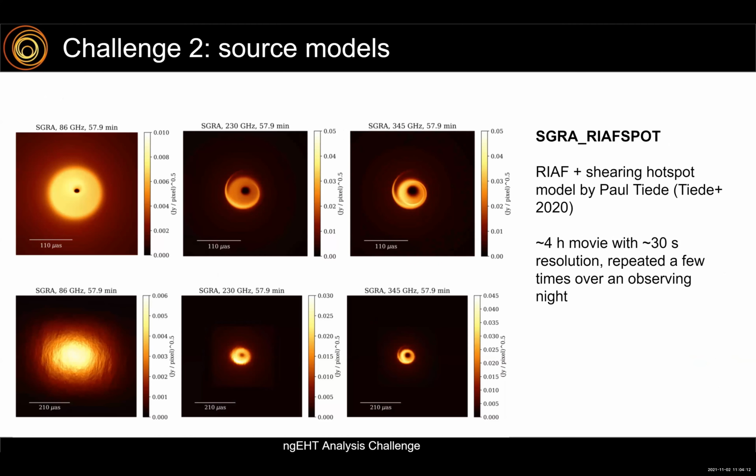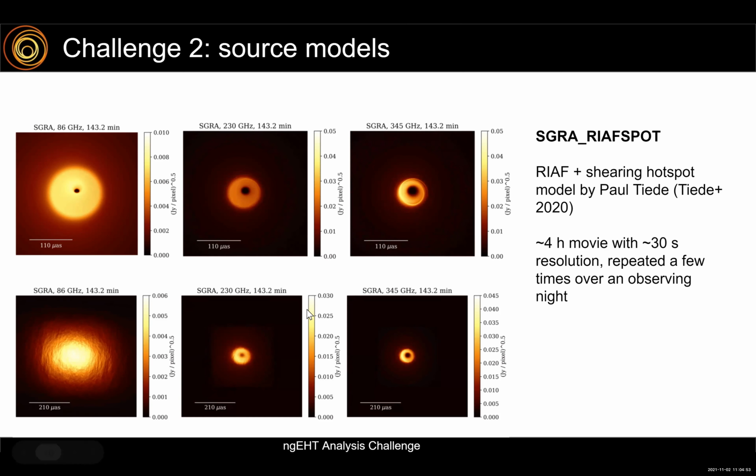For Sagittarius A*, we use 2 different source models. So this is the first one. It's a RIAF model plus a shearing hotspot that was provided by Nghd. And this movie is about 4 hours with a 30-second resolution. So over the course of the full day of observation, this movie is repeated a few times so that we have a few instances of this hotspot shearing and falling in as we are observing, and hopefully we can get some movie reconstructions of this so that we can really track this spot falling in.